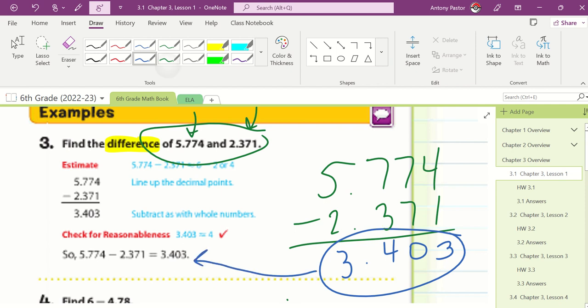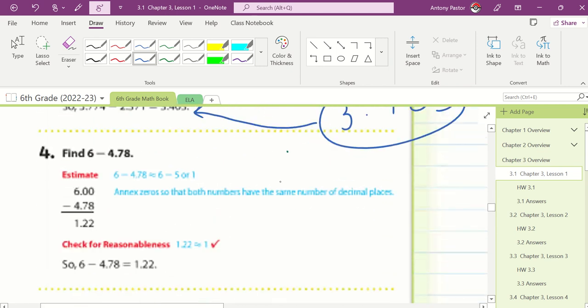Now, they did want us to estimate this. You could have estimated that 5.7 is closer to 6. 2.3 would still be about 2 or 3 if you want to subtract. And you could have said it would have been about 3 or about 2. That would have been fine. We're not so much heavily focused on the estimating as we are the actual math.